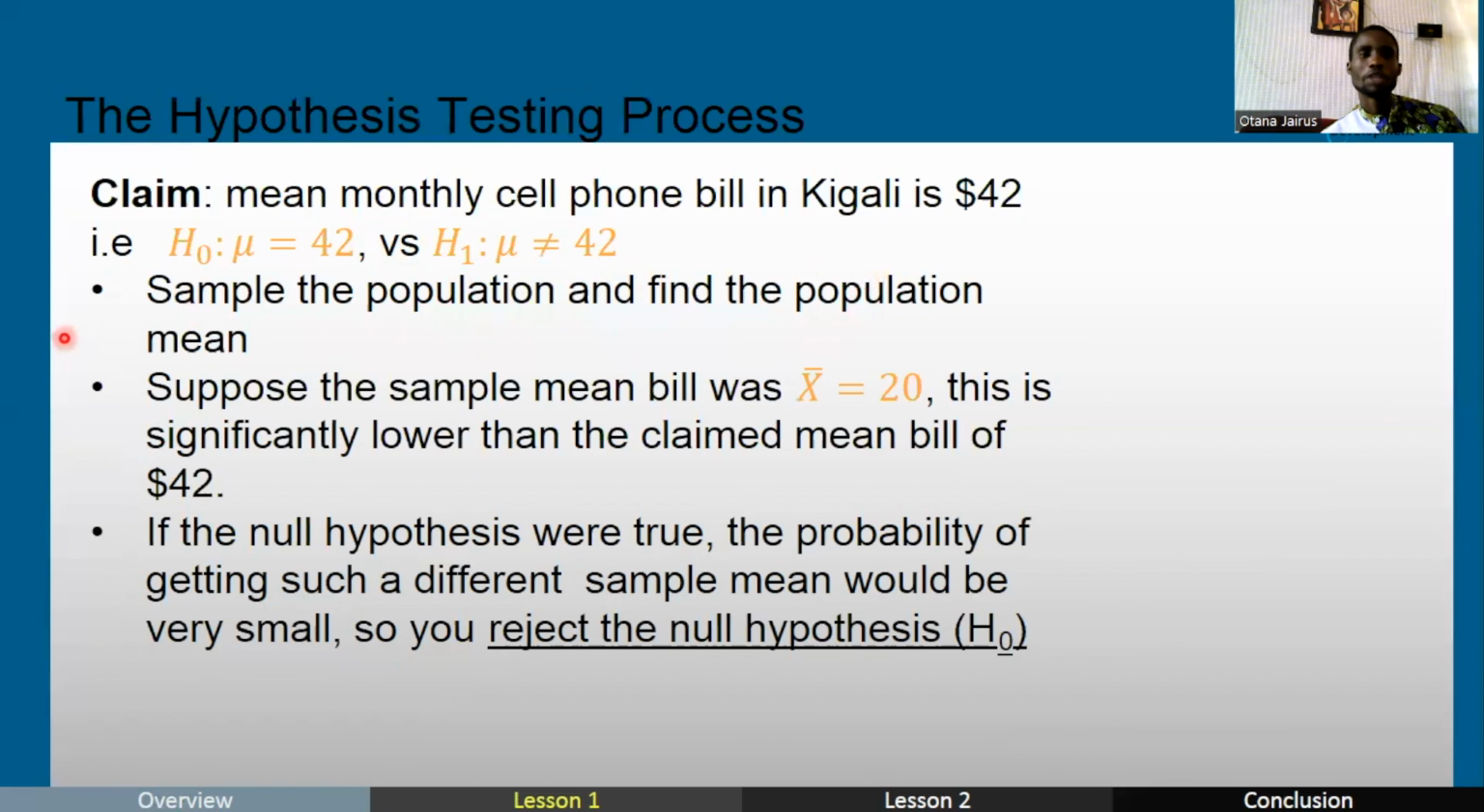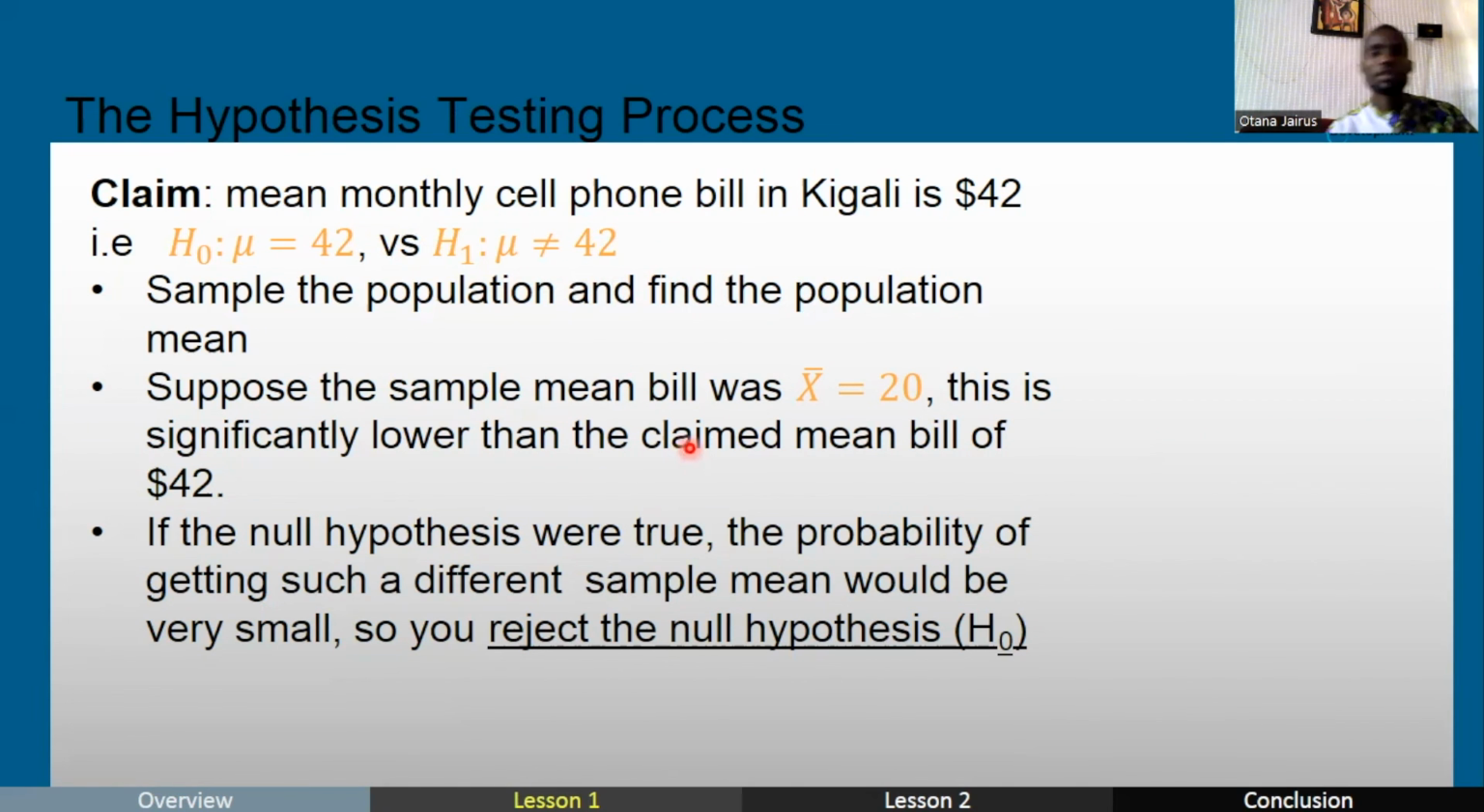So the process is that first you have to sample the population. You sample the population for all of Kigali, and then we find the sample mean for that population. So suppose the sample mean, X bar, is $20, assuming that is our sample mean. This is significantly lower than the claimed mean bill of 42. So if we sample and find that the sample mean is $20, you'll find that this $20 is significantly lower than our claim of the mean of 42.